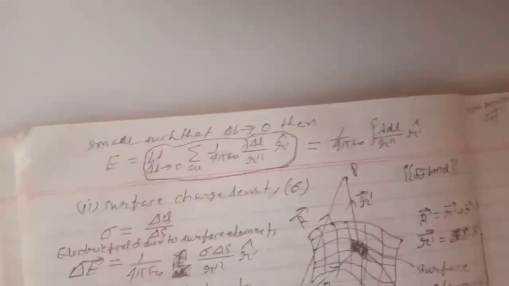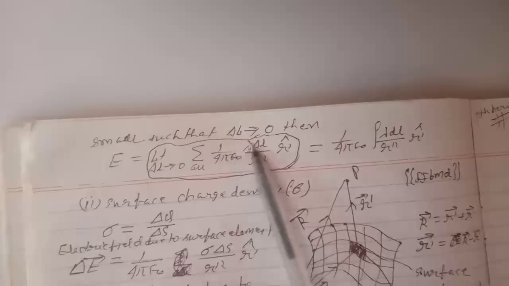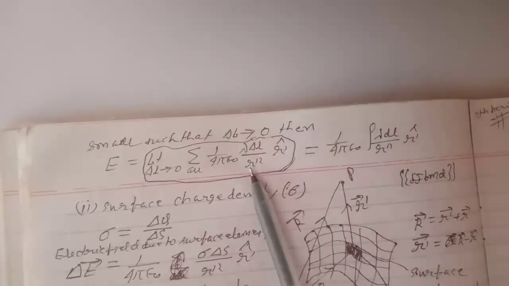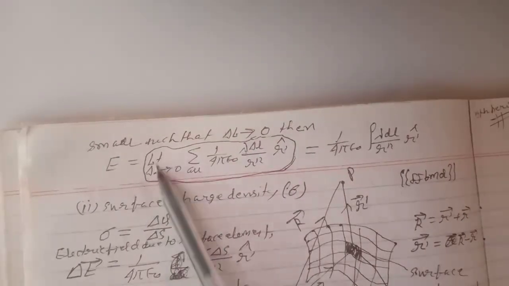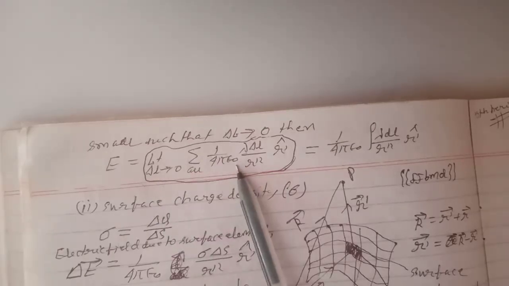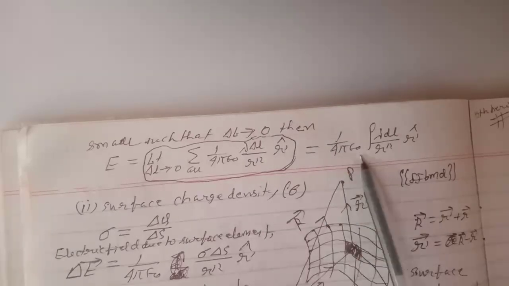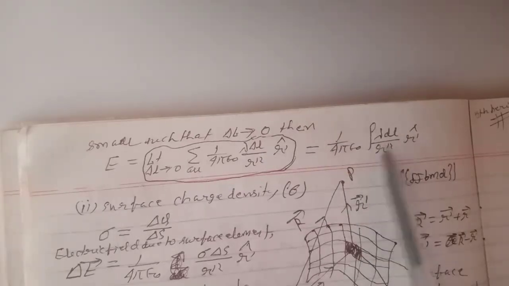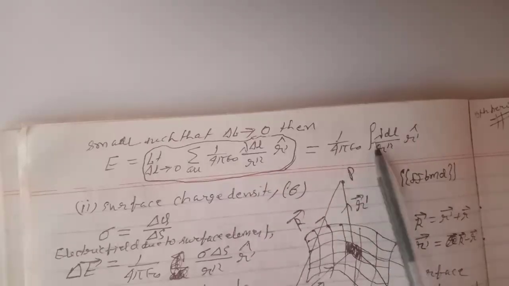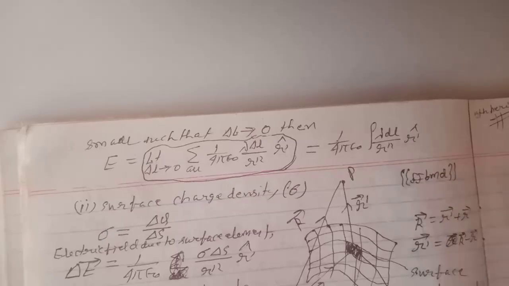Now delta L is varying. If it is very small, such that delta L tends to 0, then the limit as delta L tends to 0 of the sum of 1 by 4 pi epsilon naught lambda delta L by r dash square into r dash cap equals 1 by 4 pi epsilon naught integration. The summation will change into integration of lambda dl by r dash square into r dash cap.